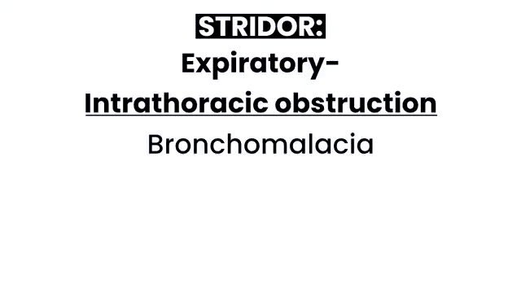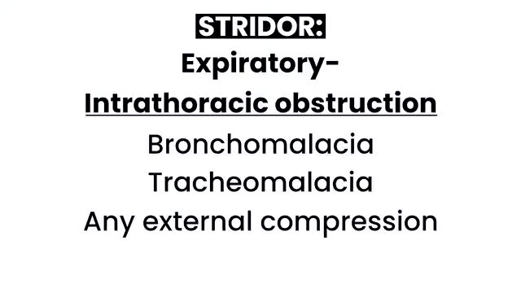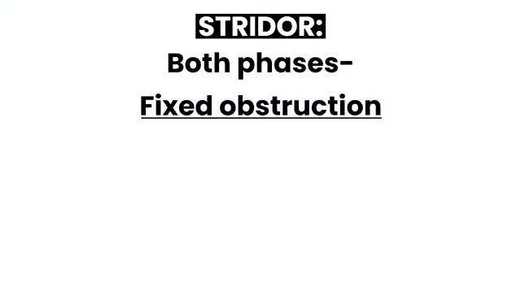Example, bronchomalacia or tracheomalacia or any external compression. But if it occurs in both the phases, that suggests there is a fixed obstruction, like a stenosis, tracheal stenosis. So this is all about the stridor.